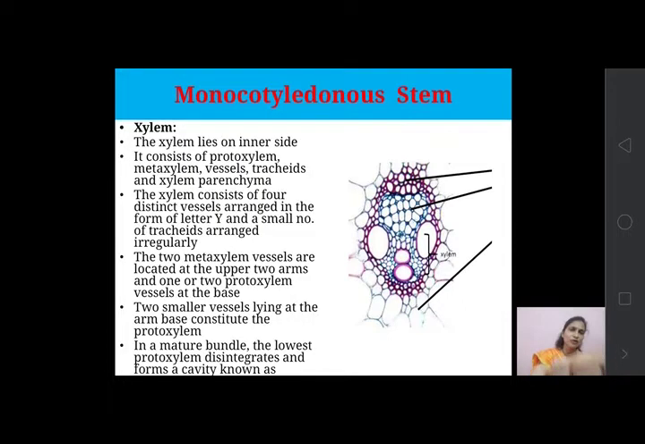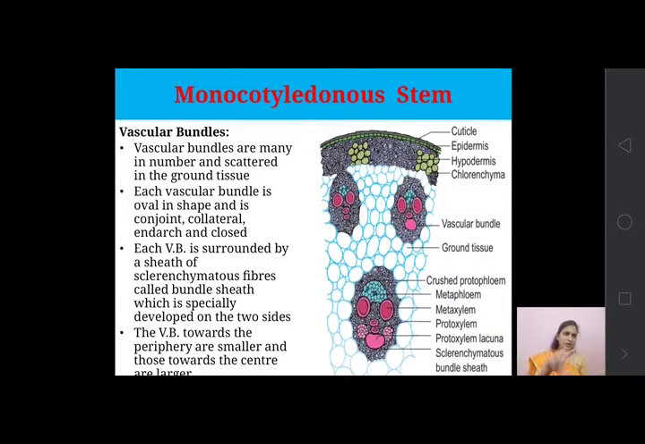So let's have a look at this. In this picture you see the labeling, that is, crushed protophloem, and the lower portion which shows the metaphloem. Okay, so the upper part of the phloem is known as the crushed protophloem, and next to it, the lower part is the metaphloem. So like in xylem, which consists of two types of vessels, the phloem also has two types, that is, crushed protophloem and metaphloem.